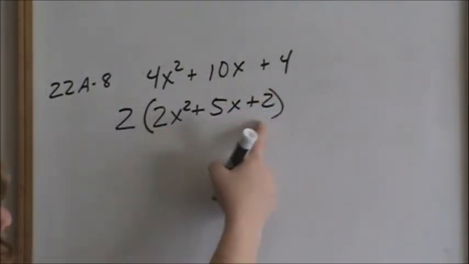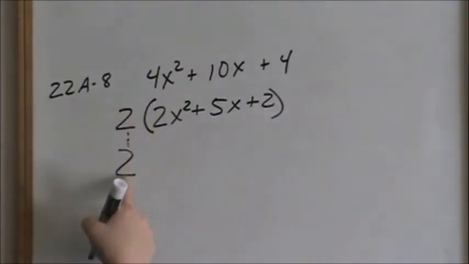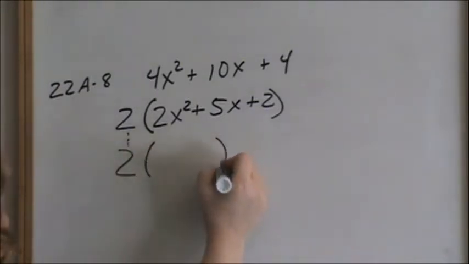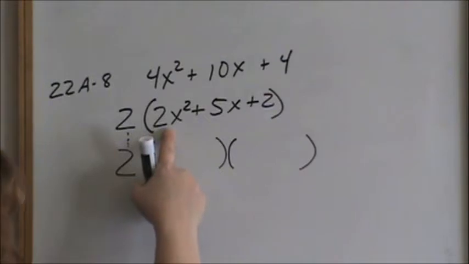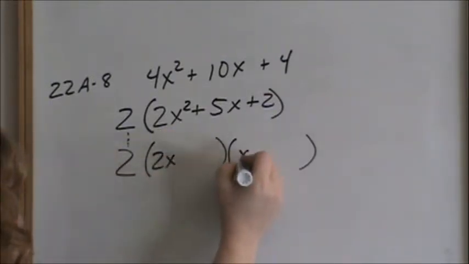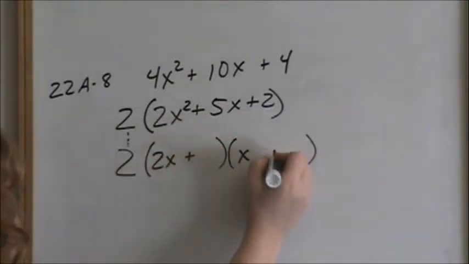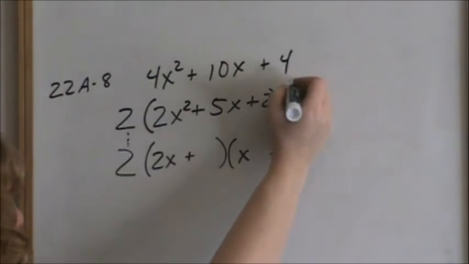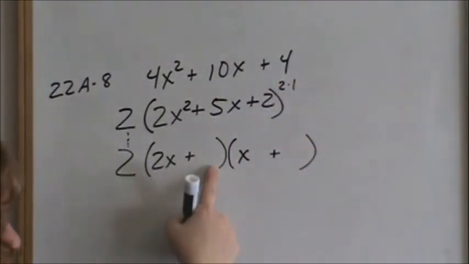Now we can factor this parentheses into two binomials. Still leave this 2 down in front. Do not forget to carry this 2 along. The factors of 2 are only 2 and 1. So one of these will be a 2x, one will be an x. My signs are positive, so I'm in a positive world. The factors of 2 are only 2 and 1 as well. There's only one set of factors, but I've got to put them in the right place.